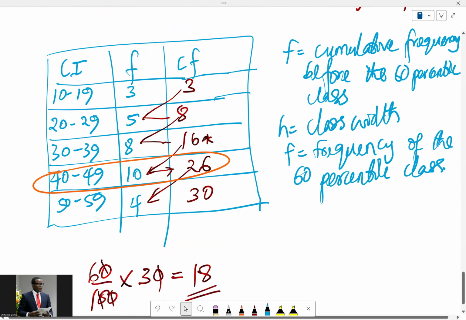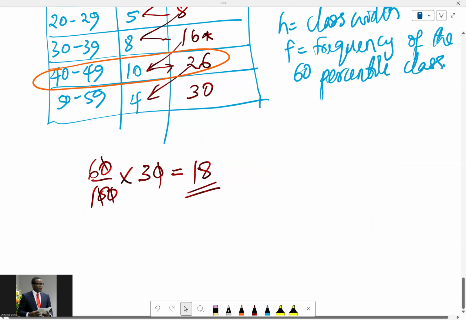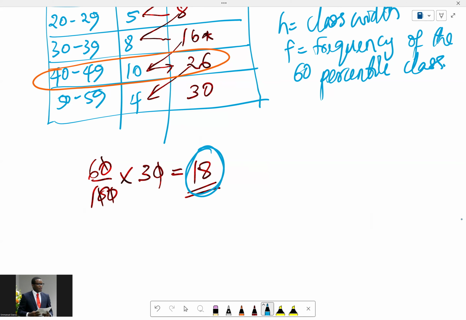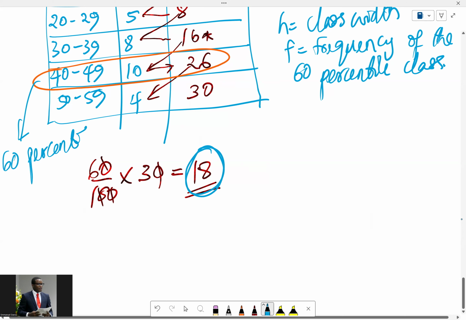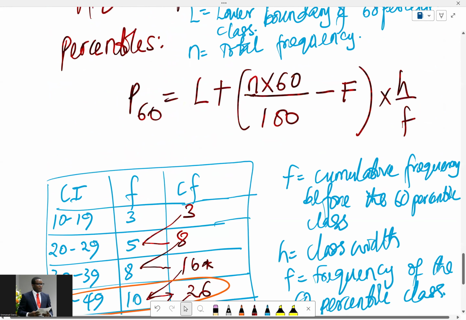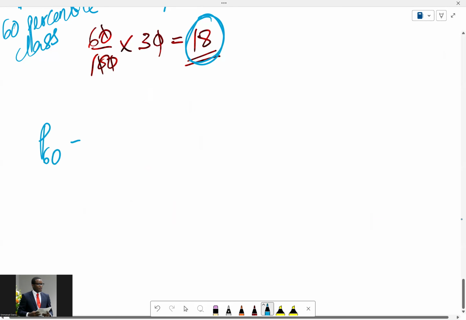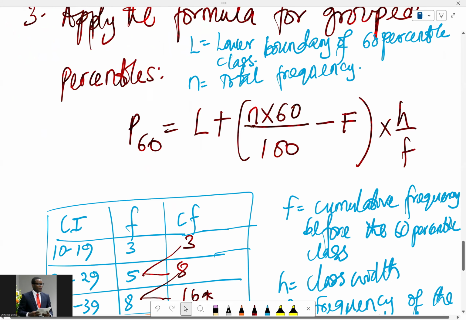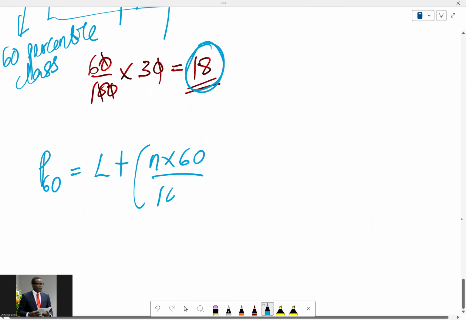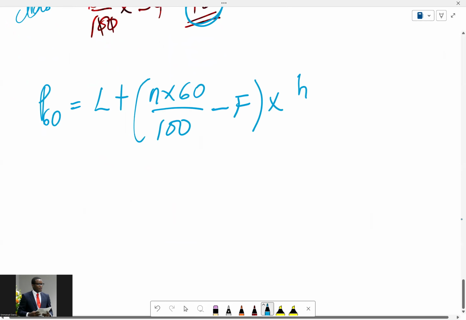Okay. So here we have seen that 60% of the whole data will be around 18, and the group has been already identified. So we can say that this group is actually the 60th percentile class, for 60% of all the frequency is 18, and it lies in that group. So having identified all this now, we can go for what we want. So you see that P60 again is L plus N times 60 divided by 100 minus big F times the class width H over small f.